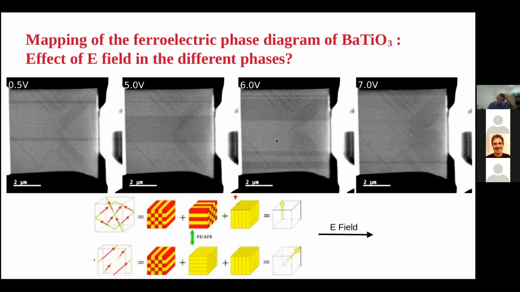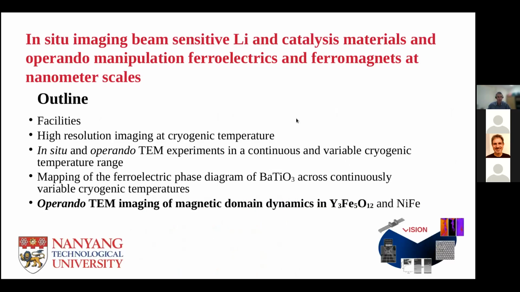That's about it for the BaTiO3. Now we want to study how the domains move from one place to another in the low temperature range. These are the experiments that we are going to do in the coming days. So now let's switch to the ferromagnetic structures and the ferromagnetic measurements.